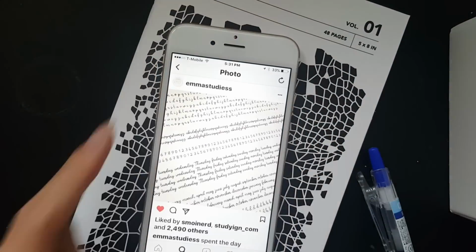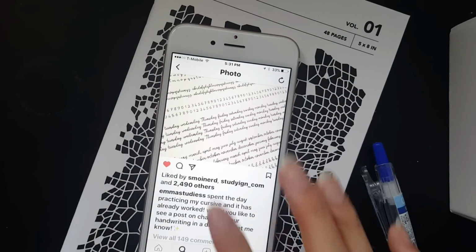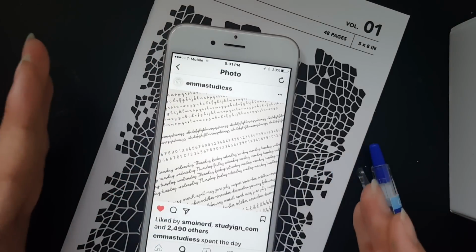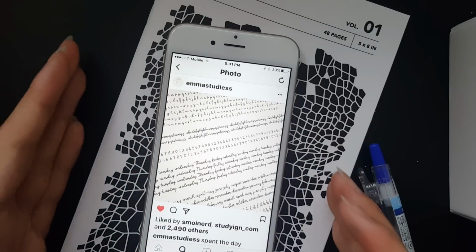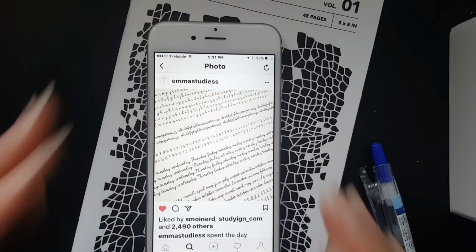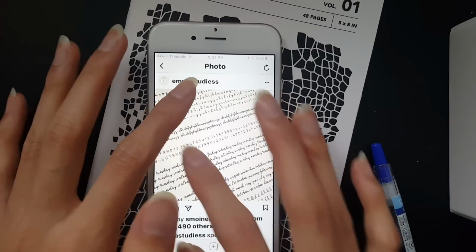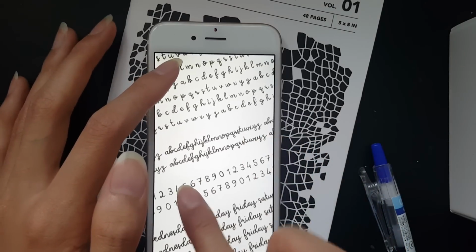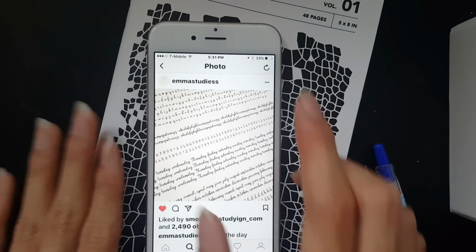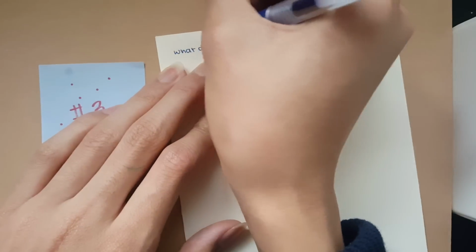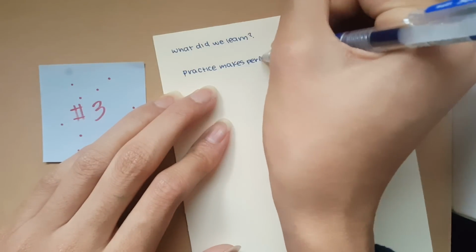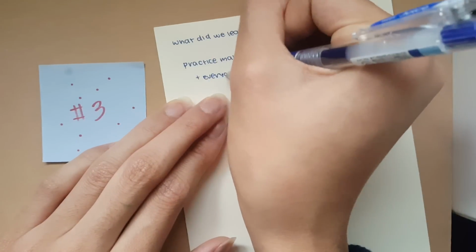You can also do the approach that emmastudiess did, and what she did was write down the alphabet multiple times. She also practiced the days of the week, some numbers, and some other letters, and this really helps improve your handwriting really quickly. I really love her approach, but I do recommend practicing your handwriting in the daily assignments that you do. Whether it be essays or just writing down your homework, you should develop better handwriting within a month or even quicker.